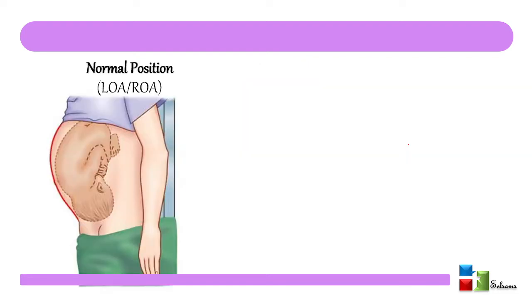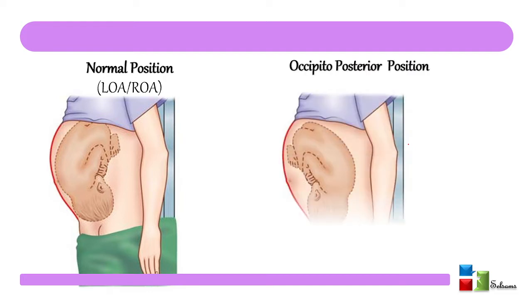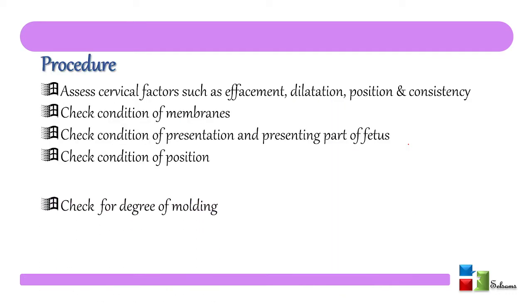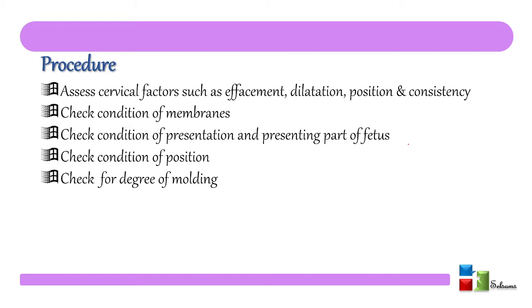This is a normal position. The fetus will lie like this and the back will be in the front. But in occipital posterior position, the fetus's back is at the mother, it matches with the mother's spine. Check for the degree of molding.